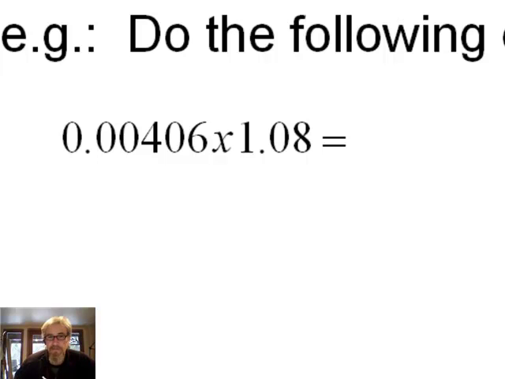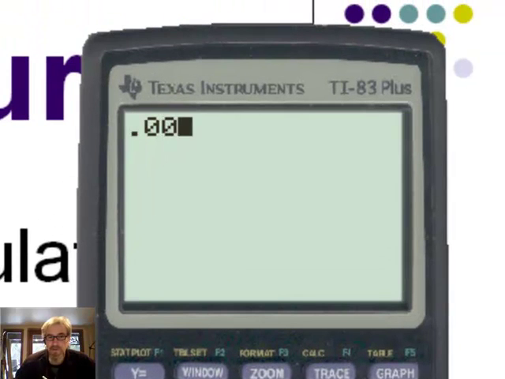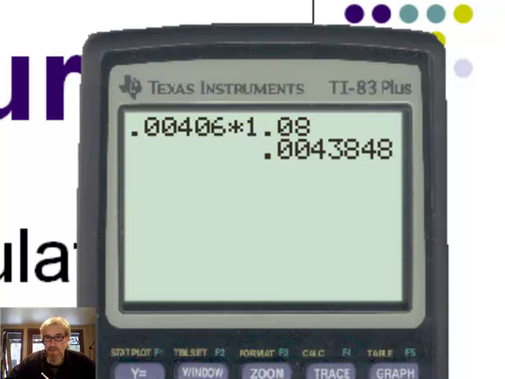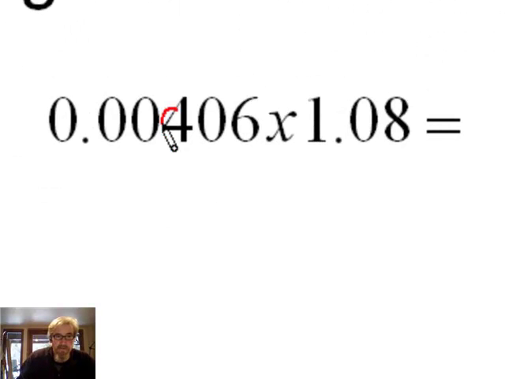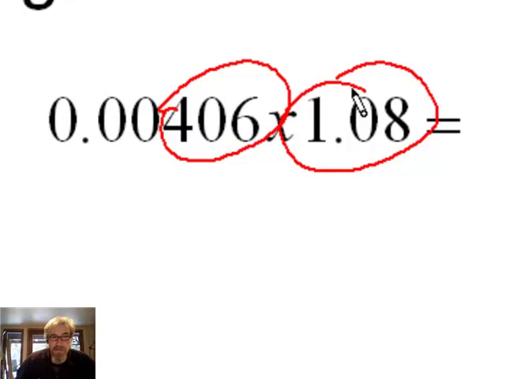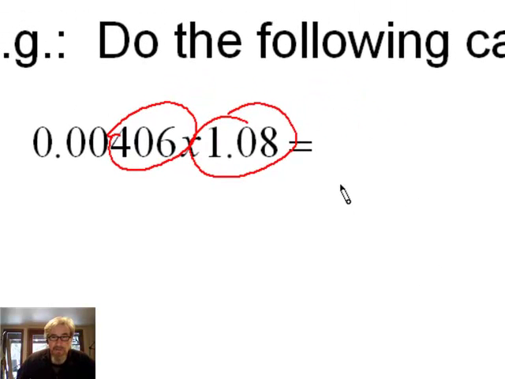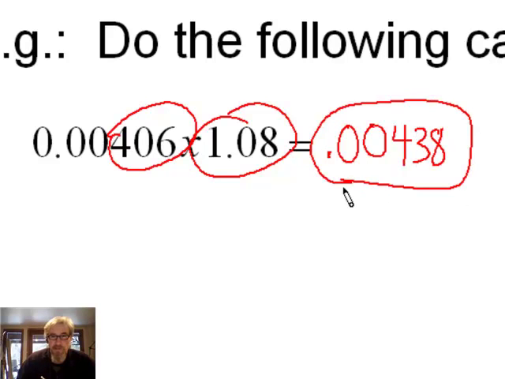Here's another one. 0.00406 times 1.08. Let's do the calculation. 0.00406 multiplied by 1.08. My calculator says 0.0043848. Both 0.00406 and 1.08 have 3 significant figures. So I round my answer off to 3 significant figures. I write down 0.00. Neither of those is significant because they come to the left of the first non-zero digit. Here's where the significant figures start: 4, 3, 8. There's my answer, reported to the correct number of significant figures.